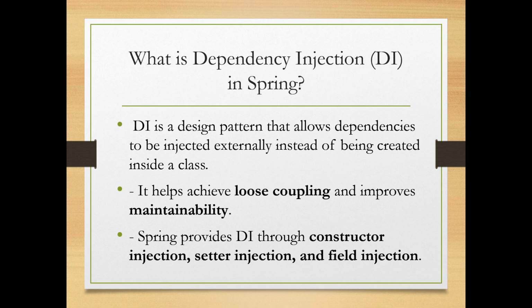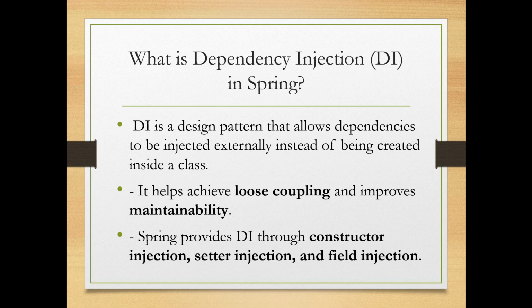Think of it this way: when you order a pizza, you do not go to the kitchen and make the dough, sauce, and toppings yourself. Instead, you receive the ready-made pizza from the restaurant. Similarly, in dependency injection, a class doesn't create its own dependency; they are provided by the Spring framework. Spring uses inversion of control to manage the dependency automatically, making the application more modular, maintainable, and testable.